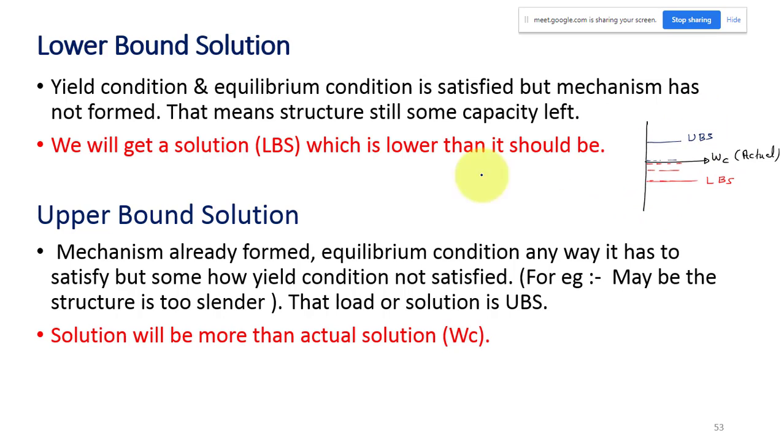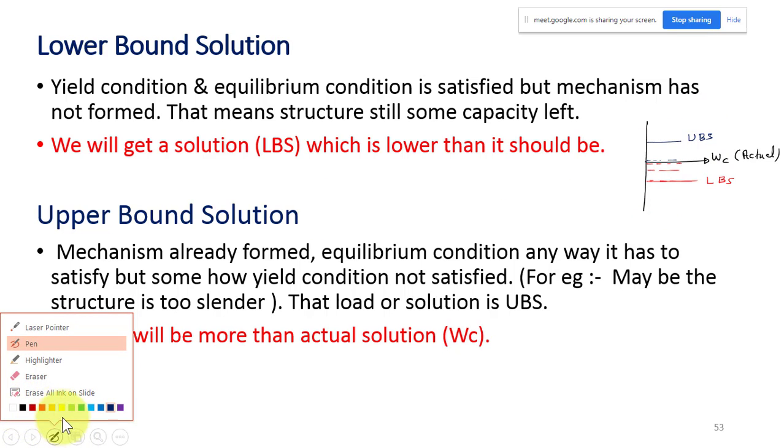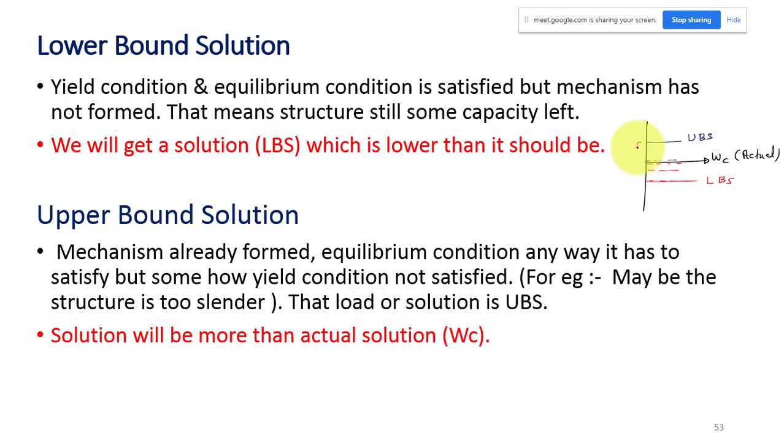So this upper bound solution indicates the upper limit for your collapse load, and the lower bound solution indicates your lower limit. We are getting the solution in this range. The upper bound solution satisfies only two conditions, mechanism and equilibrium. That is why there can be variation from the actual solution. The lower bound solution satisfies only yield and equilibrium conditions, so there can be a variation in this range. When all three conditions are satisfied, mechanism, equilibrium and yield condition, then you will get your true solution.